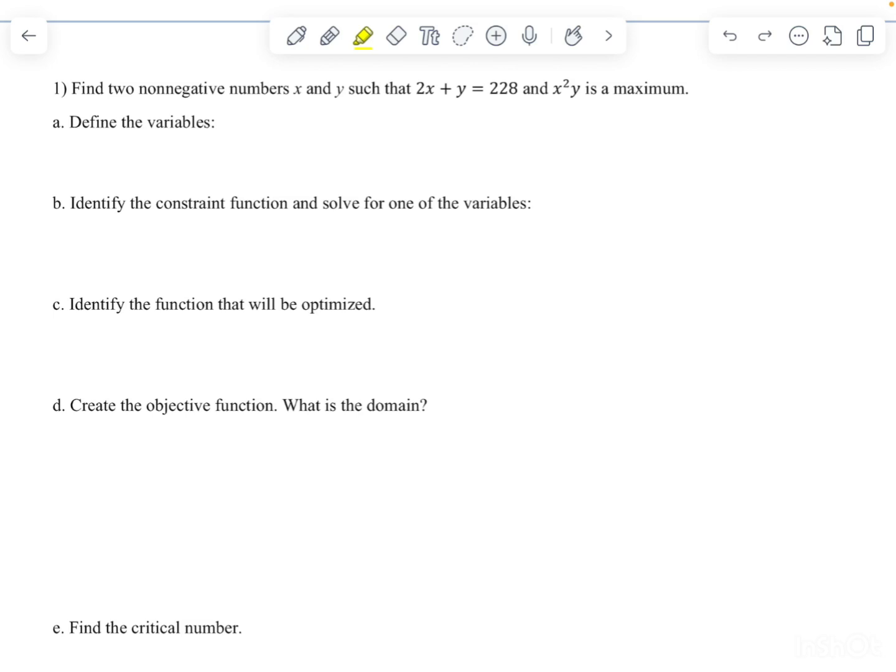For example 1, we want to find two non-negative numbers, x and y, such that 2x plus y is equal to 228, and x squared times y is a maximum. In part A, we are going to define the variables. The variables are already defined. We have x and y, and they must be non-negative numbers. So I'm going to let x and y be non-negative numbers.